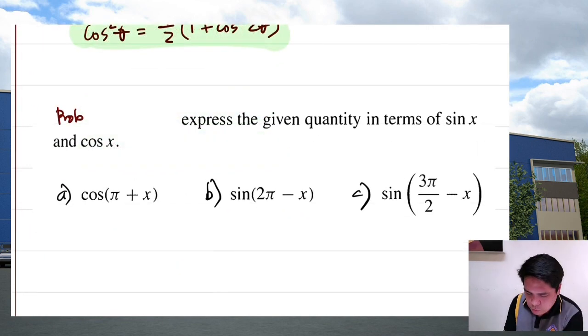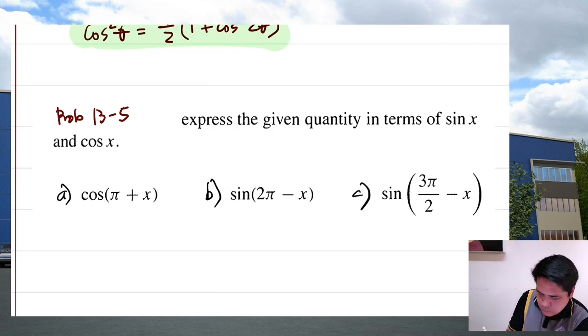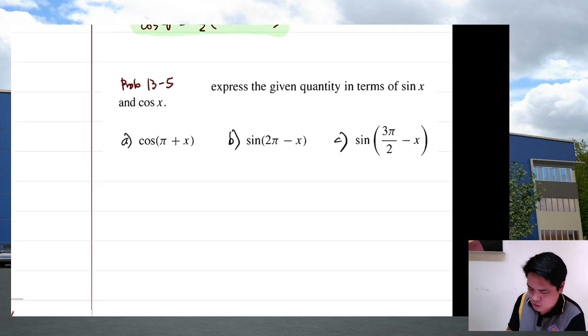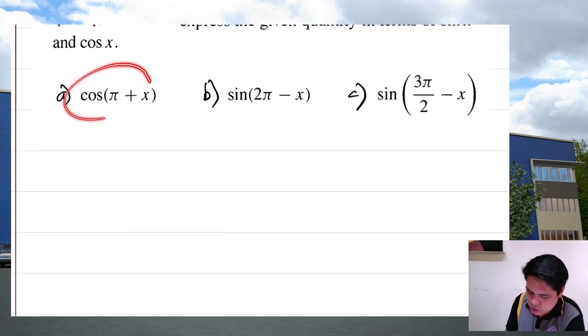So, for problem 13-5, let's try this one. Express the given quantity in terms of sine x and cosine x. It's easy, no? These are just sum and difference of two angles, no?